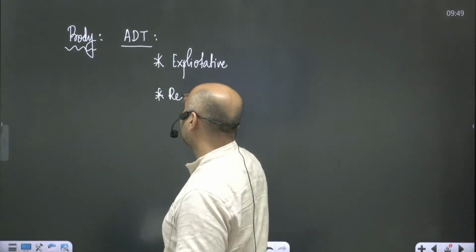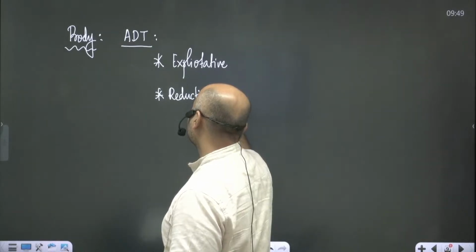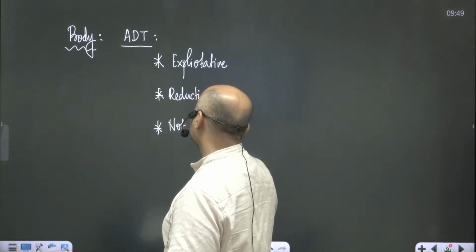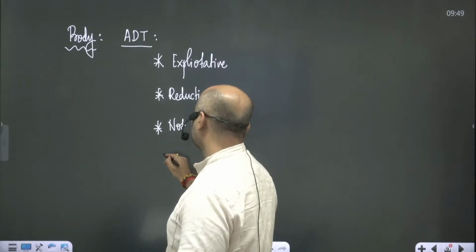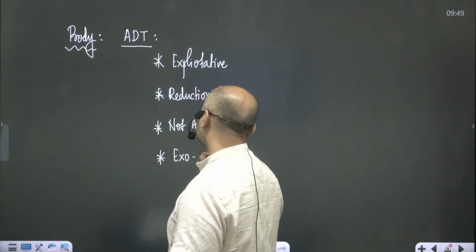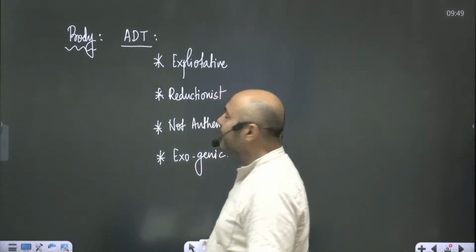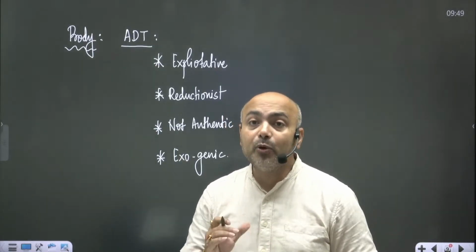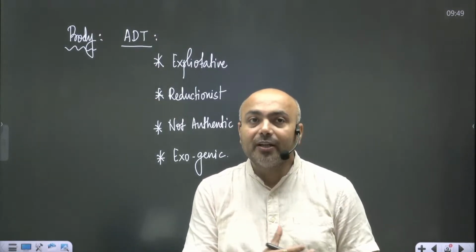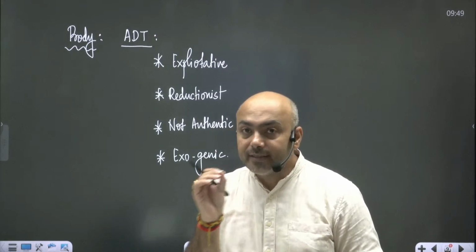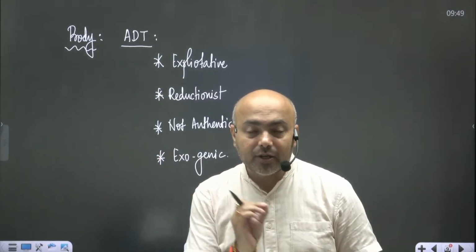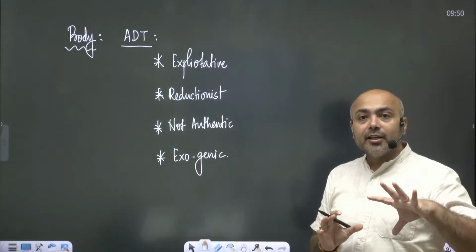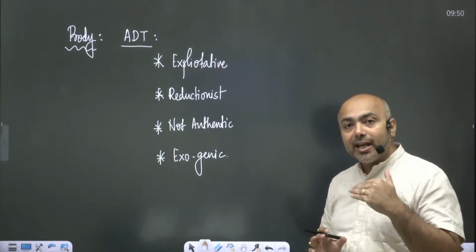reductionist, not authentic, exogenic. It has criticized the modernization approach on these grounds. Because it's a 10 marker, you cannot write everything. Just in points, write exploitative, explain; write the next point, reductionist, explain. Maybe just one sentence each to explain these points.